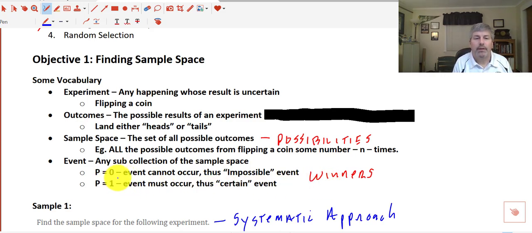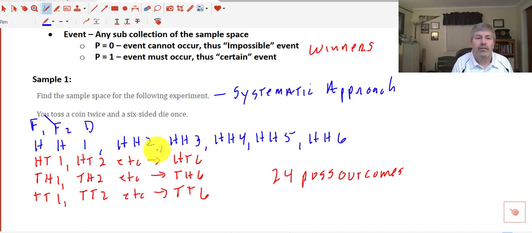If the probability of an event is exactly 0, that means the event cannot occur, or we'll call that an impossible event. If the probability of an event is 1, then that event must occur, and that would be considered a certain event. In our first example here, we want to find just the sample space for the following experiment.